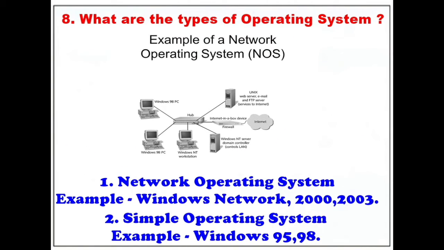Eighth question, what are the types of operating system? There are two types of operating system, network operating system and simple operating system. In network operating system, examples are Windows NT, 2000, 2003, and in simple operating system, the examples are Windows 95 and 98.